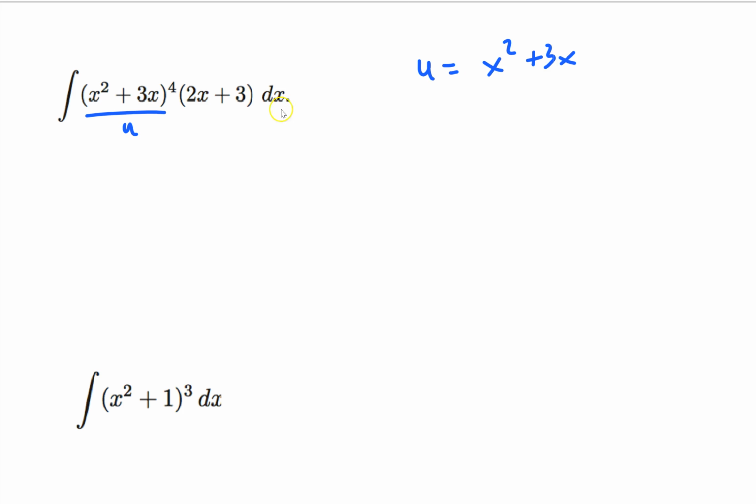Right, so after we do that, next step, take the derivative of both sides, du over dx. Derivative of that is du over dx. That side's 2x plus 3. Try to get dx by itself, right? So multiply both sides by dx.